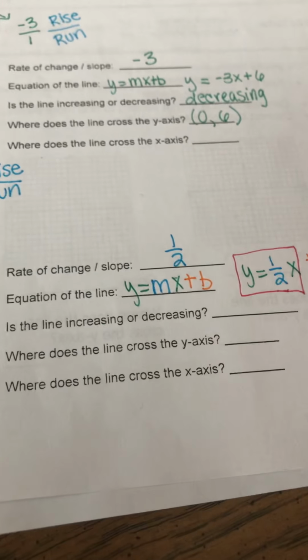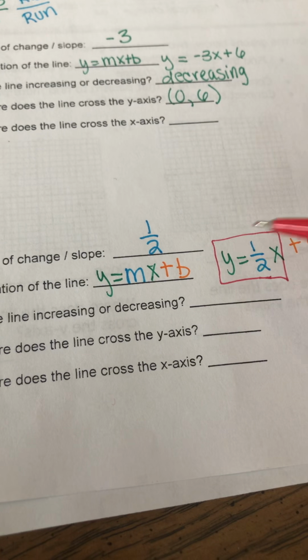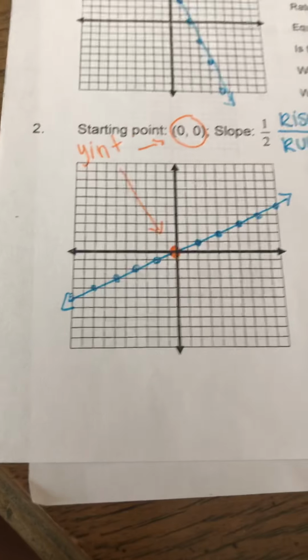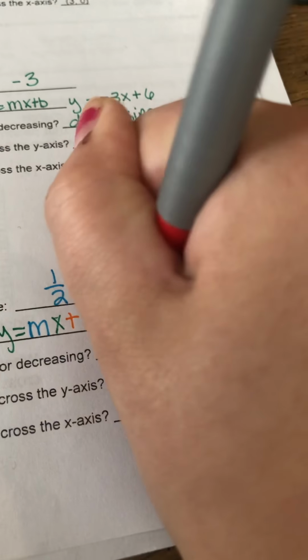Now, is the line increasing or decreasing? Now, you can see it's increasing because that slope right there is positive. The other way you can check it is my line, it went up. So this is increasing.